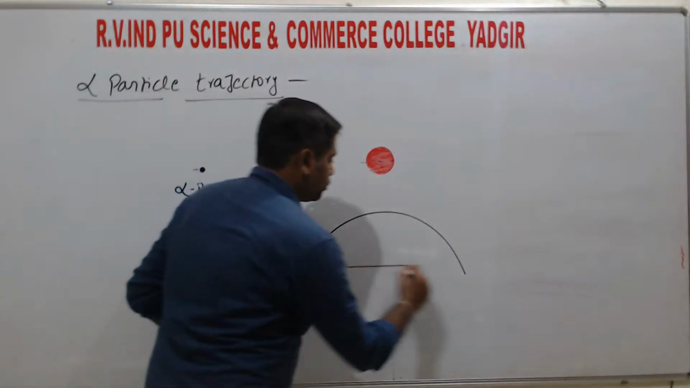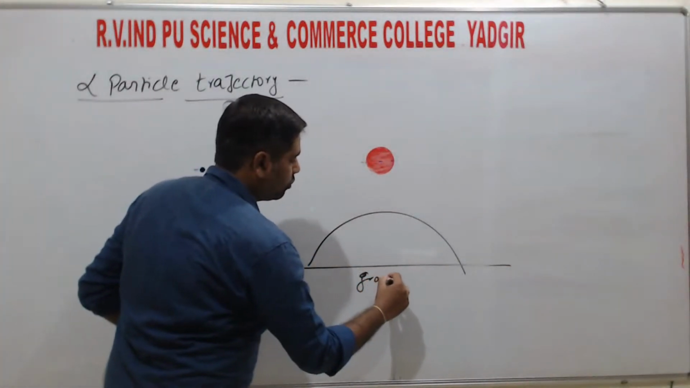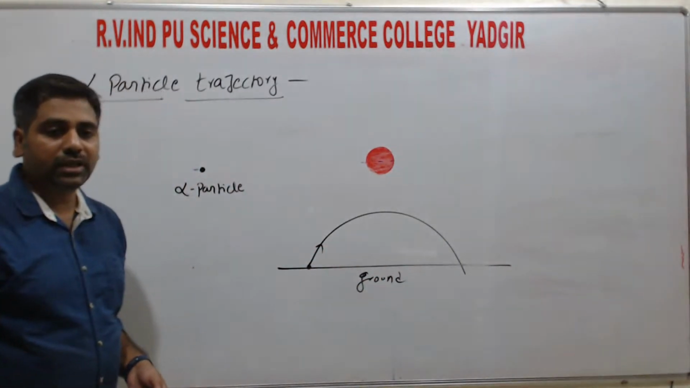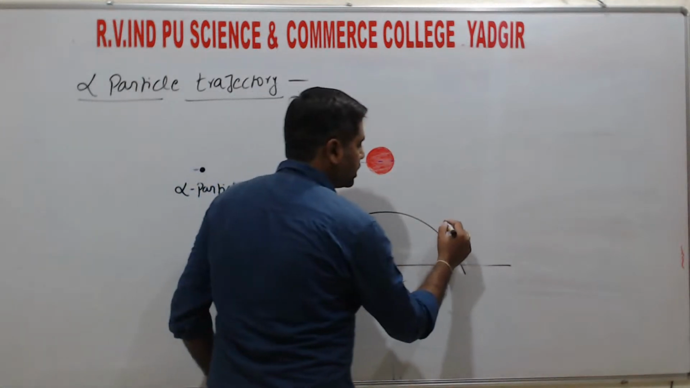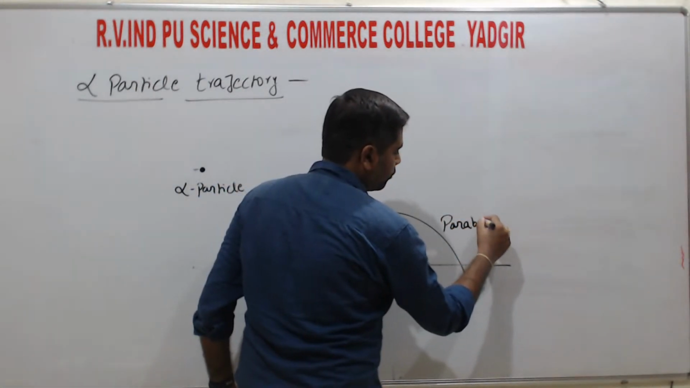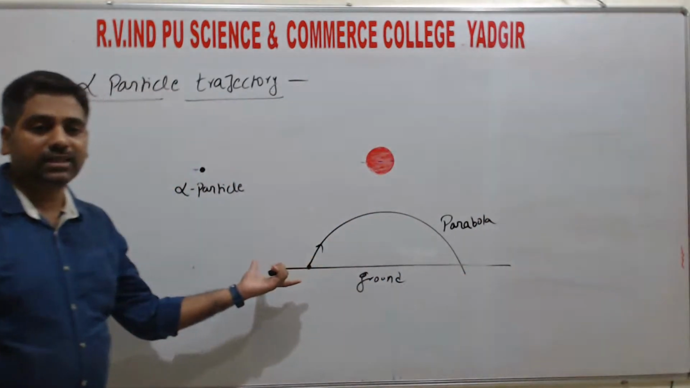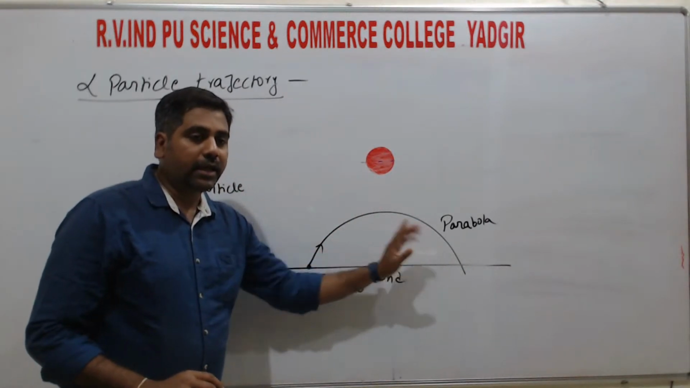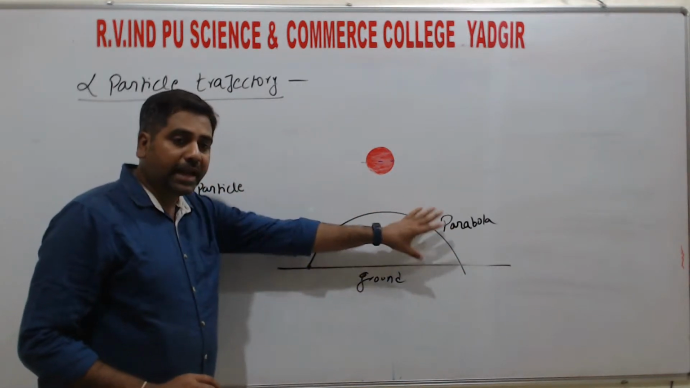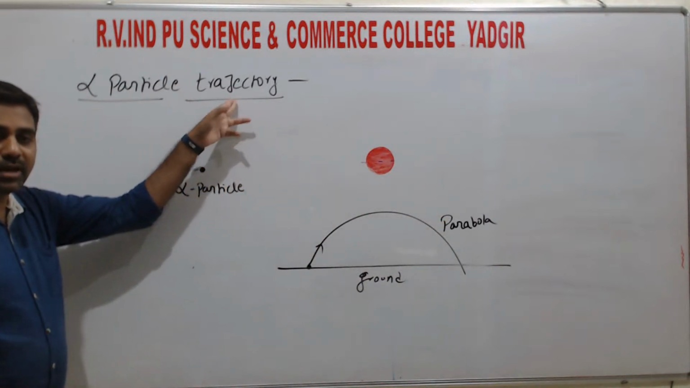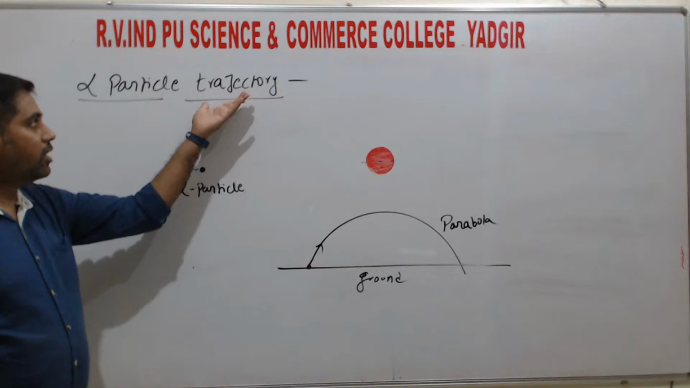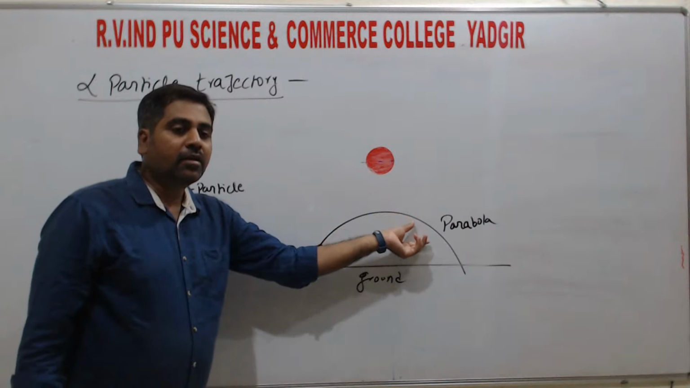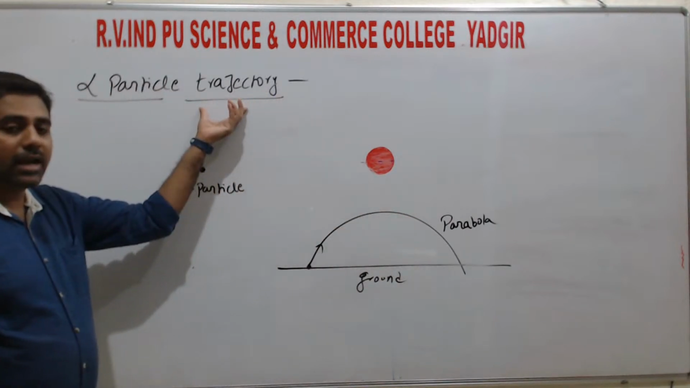If this one is the ground, then the particle has traveled with its velocity u, then this projectile trajectory is a parabola, right? As already studied in the class level. This path followed by a particle in free space is given the name trajectory. In simple words, that is the path followed by the particle in free space. That we call the trajectory.